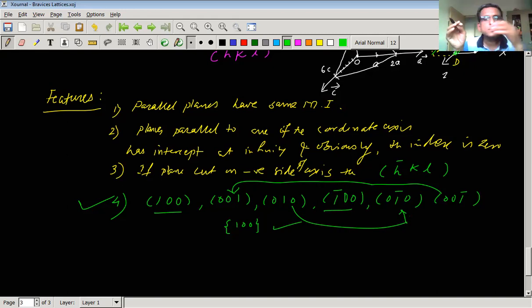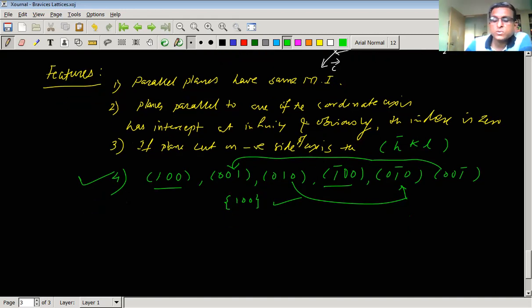So students, we will stop here now. We have seen what is meant by Miller indices and how to calculate the Miller indices. In the next video, we will discuss Miller indices with more examples. We will take at least 4 to 5 examples, and there we will calculate the Miller indices. Okay. So for the time being, we will stop here.